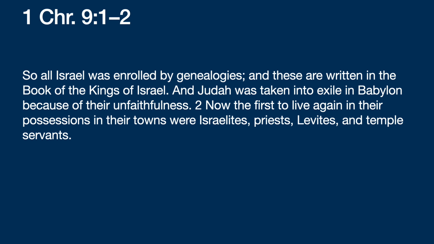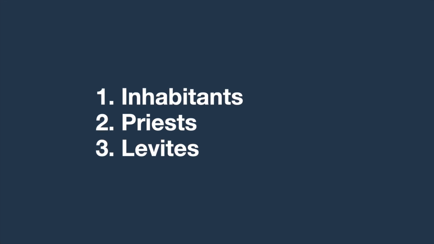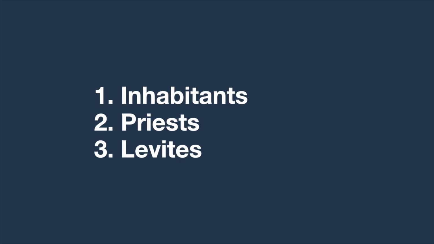So 1 Chronicles 9:1-2 says, "So all Israel was enrolled by genealogies, and these are written in the book of the kings of Israel. And Judah was taken into exile in Babylon because of their unfaithfulness. Now the first to live again in their possessions in their towns were Israelites, priests, Levites, and temple servants." Most of 1 Chronicles 9 is then made up of lists of three groups of people: the regular inhabitants of Jerusalem after the exile, the priests, and the Levites.